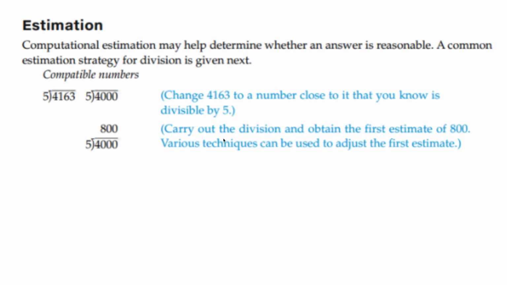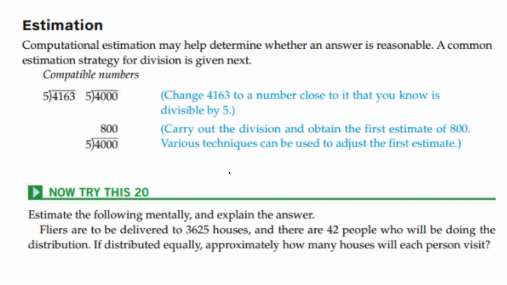So if your answer, after you do the long division for 4,163 divided by 5, has a quotient smaller than 800, something went wrong. You need to redo that, right? So you can use the estimation to see whether your answer is actually reasonable or not. Okay? Okay, try this too. Estimate the following mentally and explain the answer. Again, please pause the video whenever you are given a problem and then continue to watch after you solve your own problem.